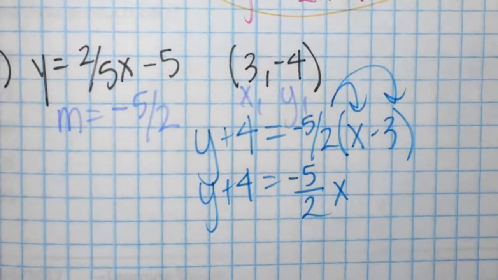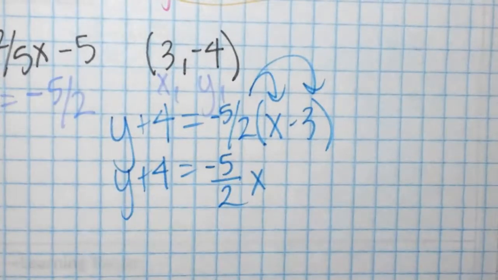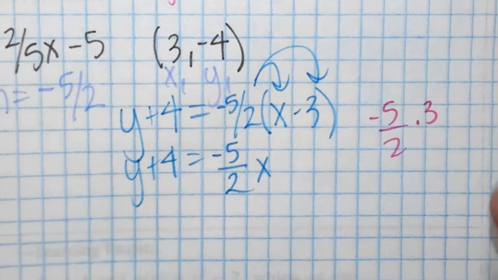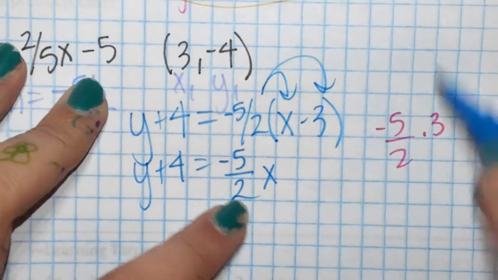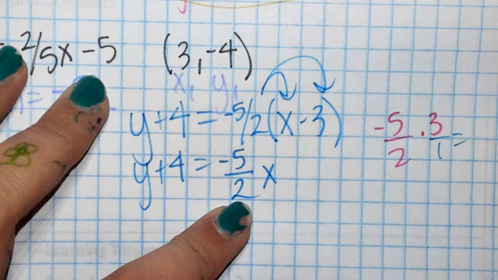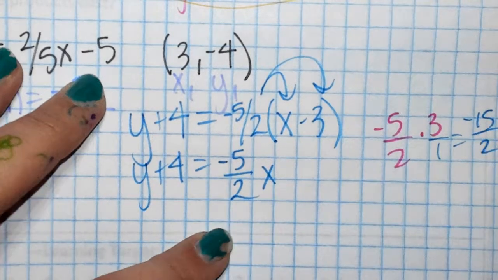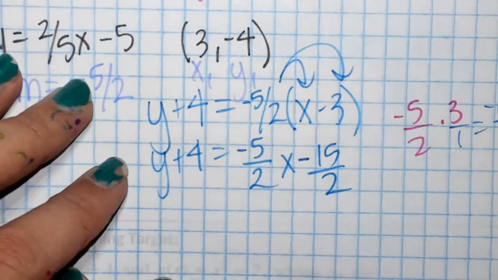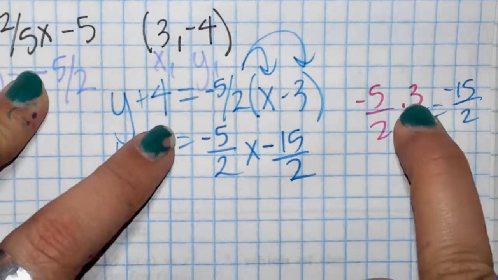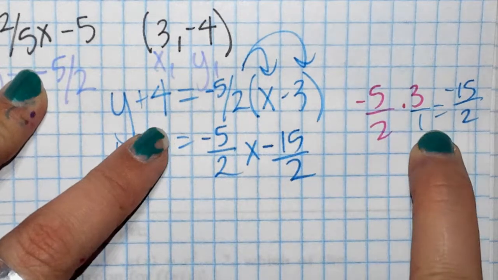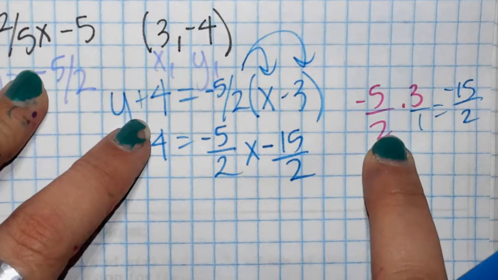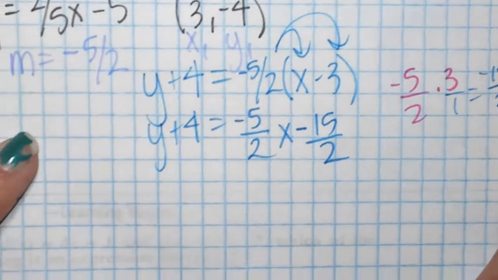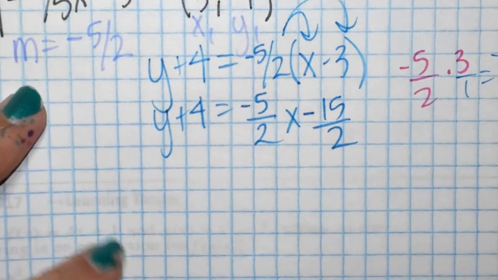Okay, now let's go over to the side. I'm going to do it in pink so we see it a different color. Negative 5/2 times 3. What's negative 5 times 3? Negative 15. And what would be 2 times 1? So negative 15 halves. So everybody see where I got that from? You do 3 times negative 5 and then 1 times 2. Okay. Alright, now how do I move this 4 over here?